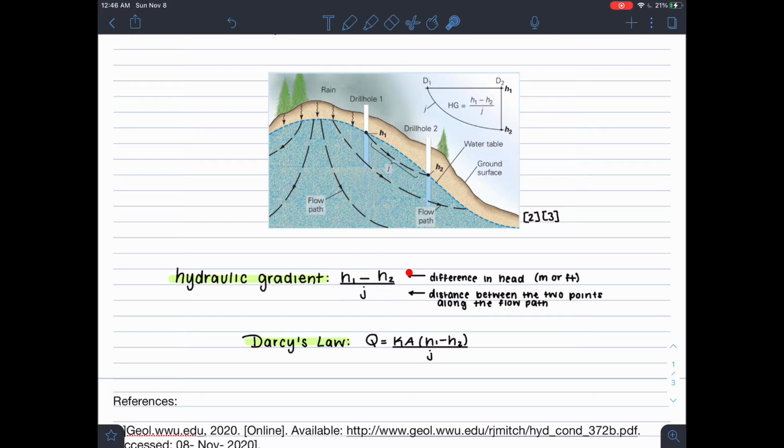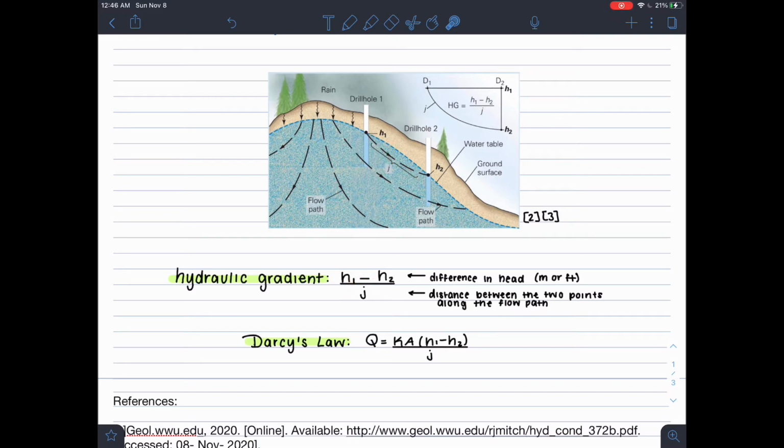This is the difference in head, and that can be observed in this infographic above. So this would be H1, and this is H2. And then J is the distance between the 2 points along the flow path. So this arrow represents the flow path. So this distance J is this value.